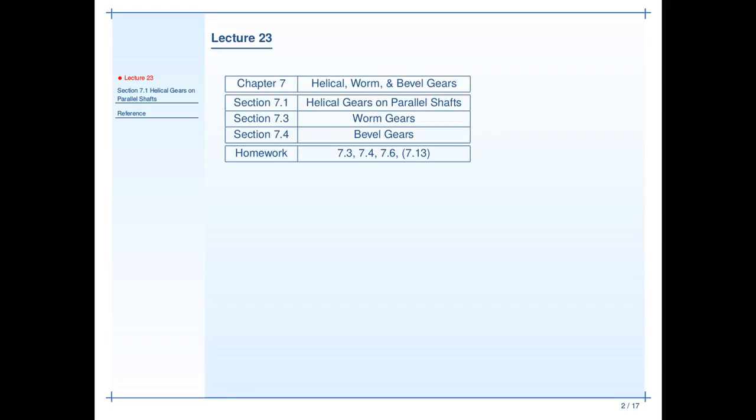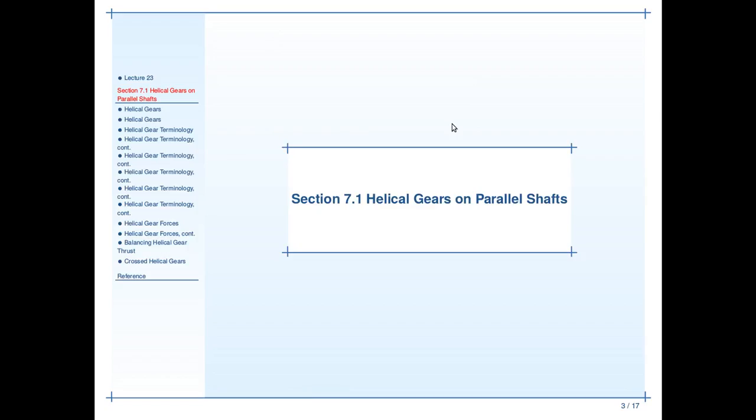Today we're going to be covering what is termed Lecture 23 in the syllabus. This is for helical gears. Specifically, what we're covering is a portion of Chapter 7. Section 7.1 covers helical gears on parallel shafts. That's an important distinction, which we'll discuss in a little bit. Later sections in Chapter 7 cover worm gears and bevel gears. Those are done in separate lectures. So, helical gears on parallel shafts.